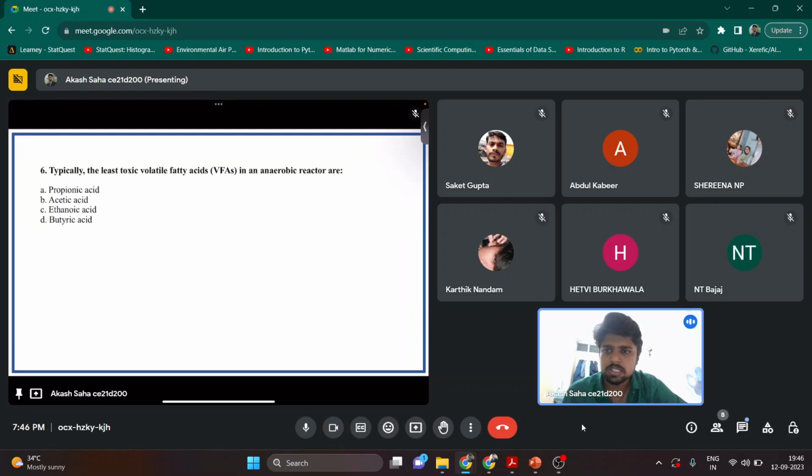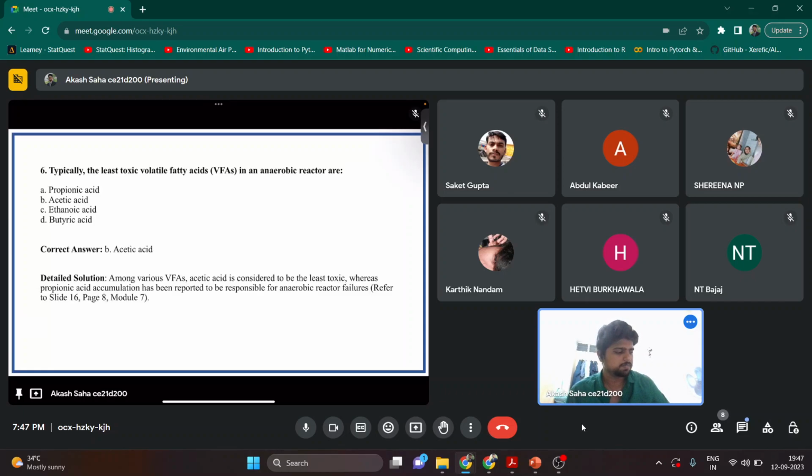Typically, the least toxic volatile fatty acid is: it is B, acetic acid. Okay, so it is right that acetic acid is the least toxic volatile fatty acid. We have just seen that acetate is formed in the last stage, or rather not the last stage, before the conversion to methane. It is one of the last VFAs that is being produced, and from that the methane is being generated. So acetic acid is the least toxic volatile fatty acid.